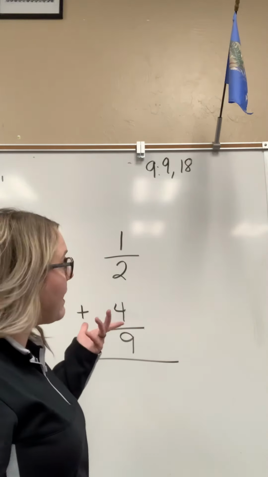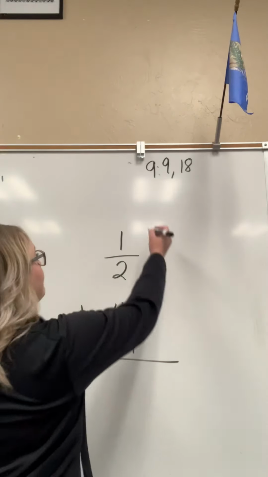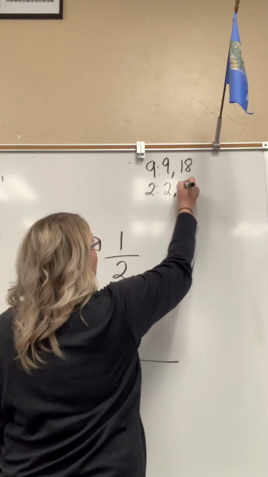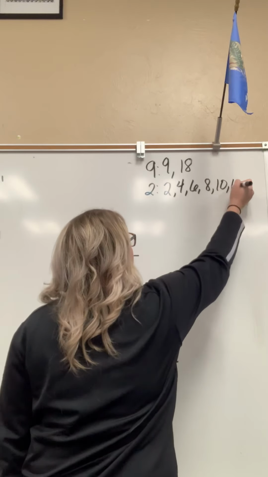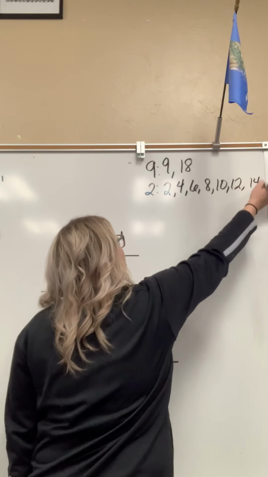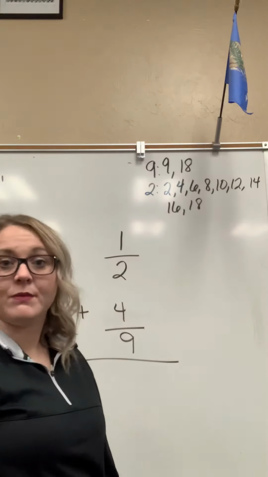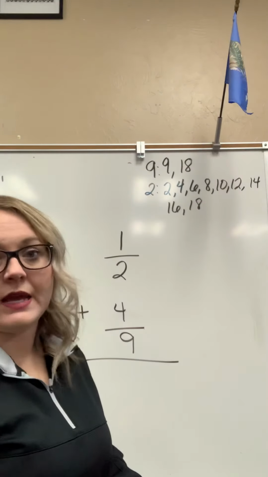if you're pretty good with your math facts, you know that 18 is a multiple of 2. But just in case, you may have to write them out, and that's fine too. 2, 4, 6, 8, 10, 12, 14, 16, 18. That is the first one that they have in common, 18. Okay, so my new denominator is going to be 18.